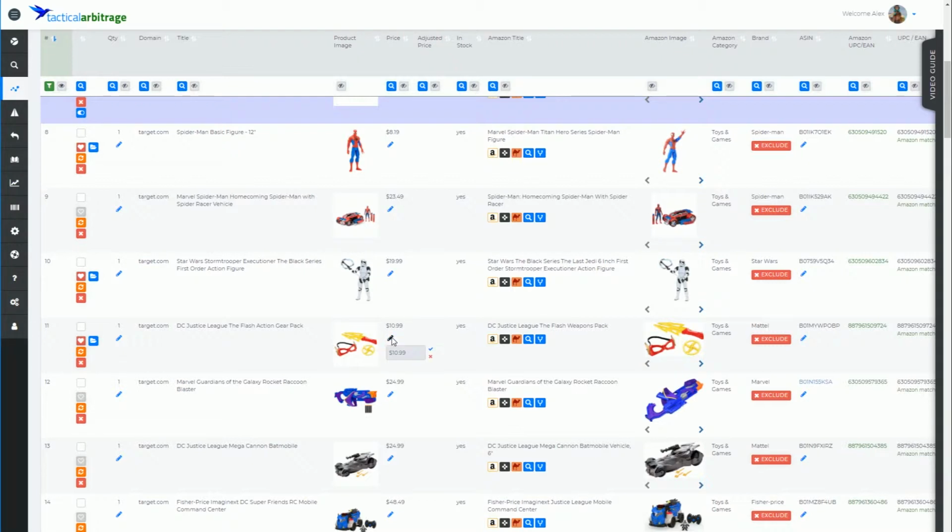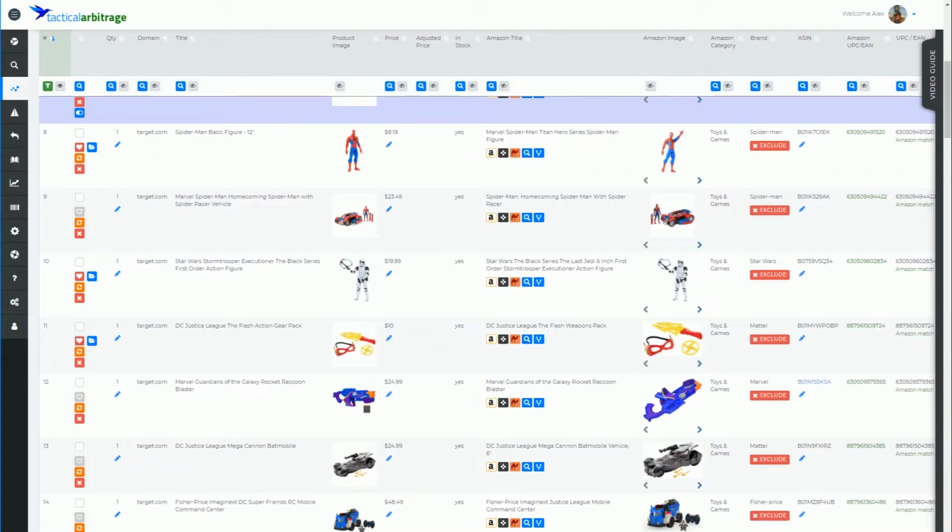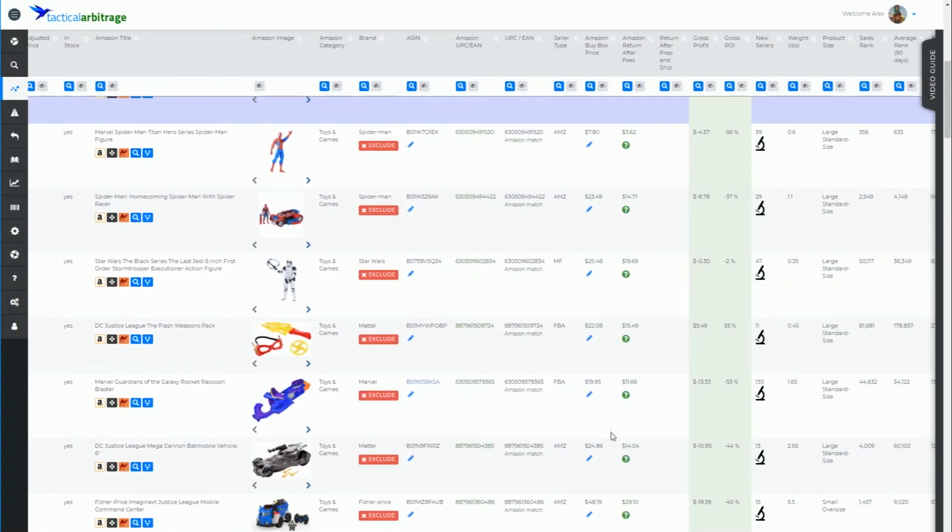So whether it's a wholesaler who's given you a discount, or maybe this particular store is having a 10% off sale right now and you wanted to adjust the price based on that, we're going to adjust that to $10 and see what that does to our return on investment. So it's $10 over here now. Our Amazon buy box is $22.08, $15.49 after fees. That gives us $5.49 profit, or we're now looking at a 55% gross ROI.